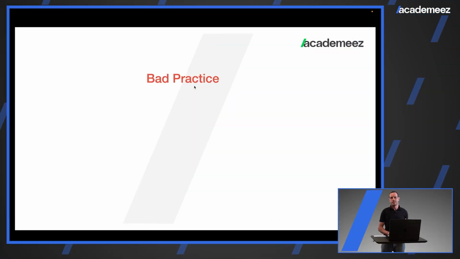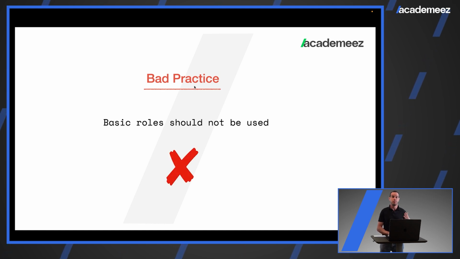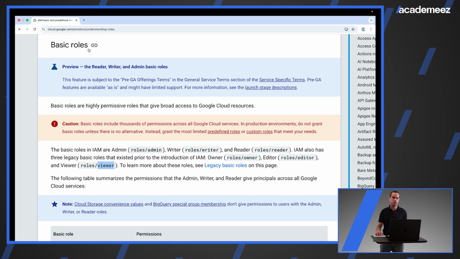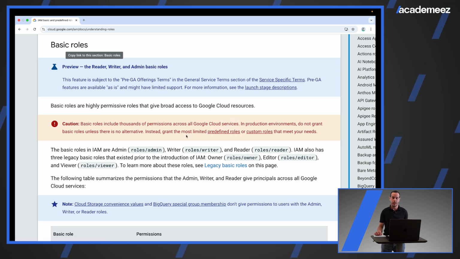So here's another tip from this lesson. This time is a bad practice tip, so it should be avoided, so do not do this. It's regarding basic roles. Basic roles should not be used. So let's see in the GCP documentation regarding basic roles. In GCP documentation, they mark in red, caution, basic roles include thousands of permissions across all Google Cloud services. In production environments, do not grant basic roles unless there is no alternative. Instead, grant the most limited predefined roles. This is what we're going to do. We're going to give the limited predefined roles or custom roles that meet your needs.